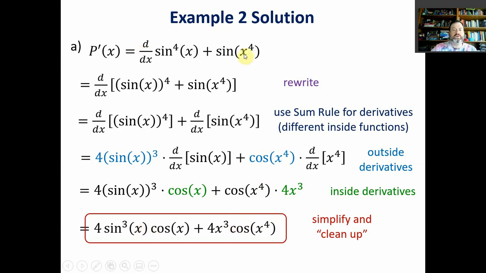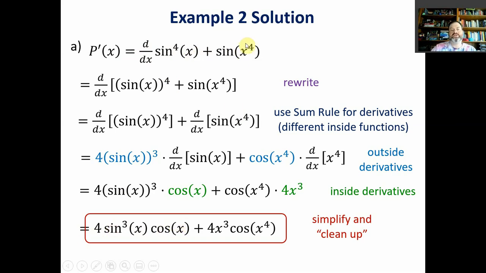And looking at the original problem, it's kind of hard to see where that comes from, right? You really got to take some time and figure it out. So the derivative of sine to the fourth is going to be sine cubed, right? Because the power is going to drop. The 4 comes to the front. The x stays x, right? But remember, x is not the inside function here. Sine of x is the inside function. So you need the derivative of the inside.